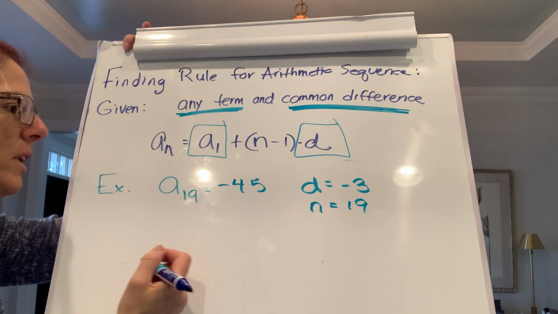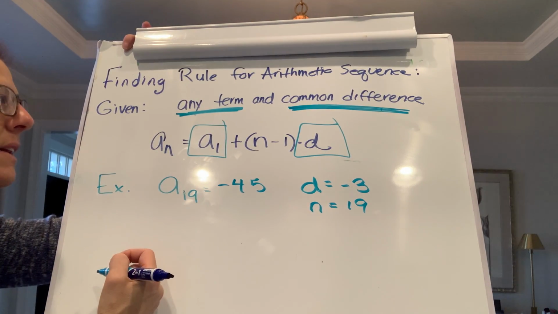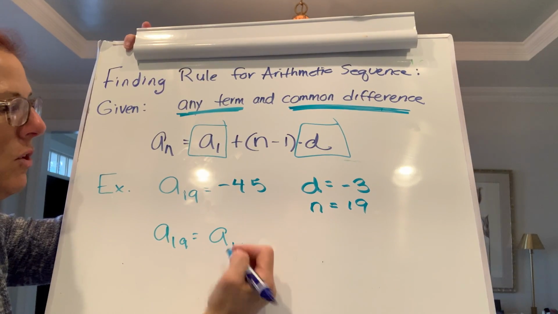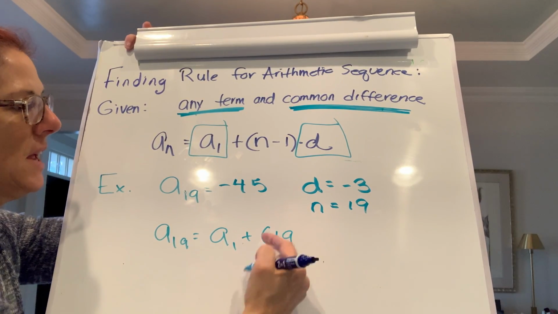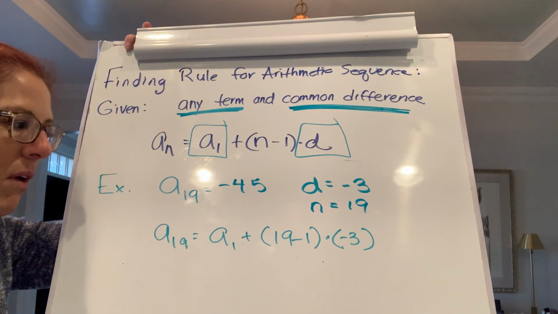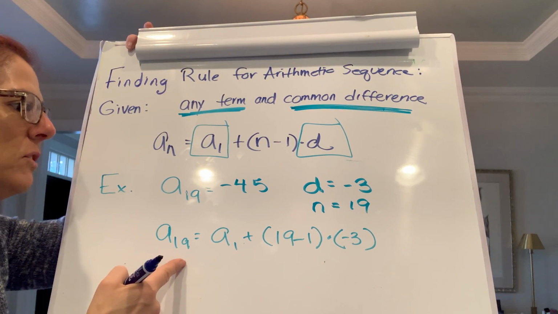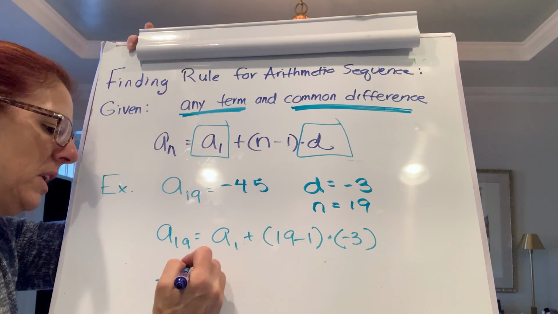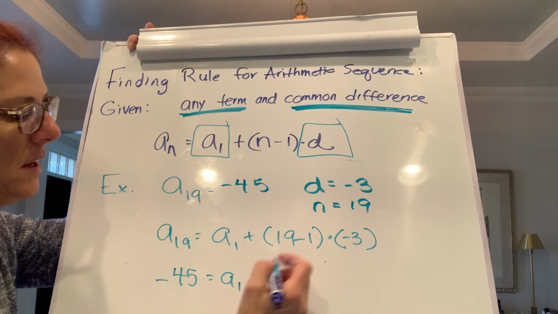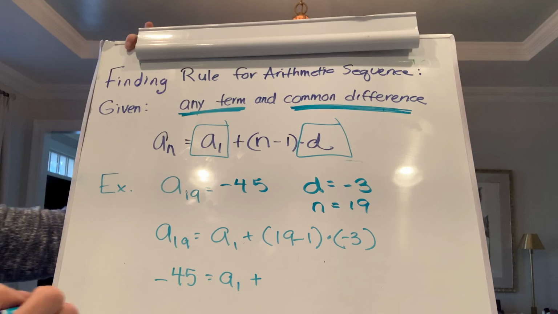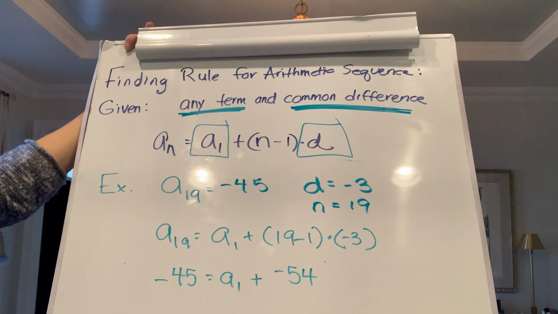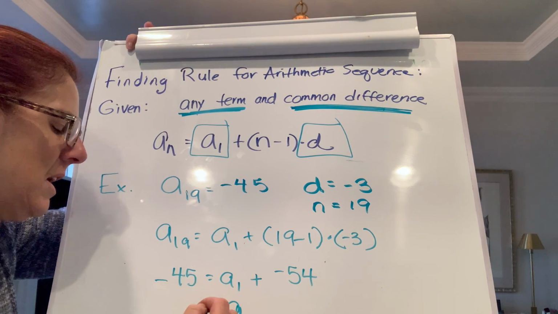All right, so I'm going to fill in for A19. I do not know what A1 is, but I know that N is 19 minus 1, and the common difference is negative 3. But I also know that A19 is negative 45, so I can fill in that. And 19 minus 1 is 18. 18 times negative 3 is negative 54. So now I have an equation I can solve. Add 54 to both sides. I get A1 equals 9.